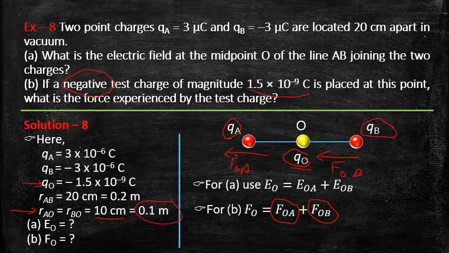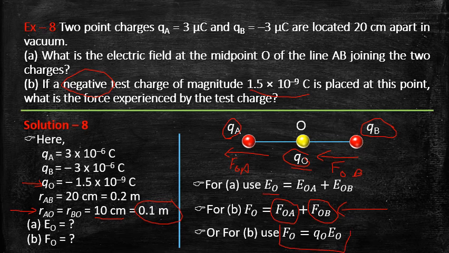Now, this is one way of doing it. Otherwise, we have one more way of finding the force. Once you have the electric field, you can use the formula F is equal to Q into E. So simply multiply E at O with QO, and you should get the force on O. So check the answer by both methods.